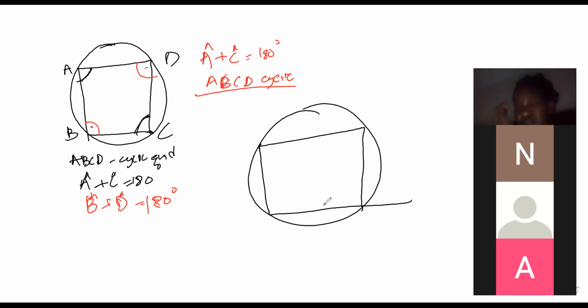Can you say that D and C are equal to 180 because they are co-interior angles? You can't say that because you don't know if these lines are parallel. If you knew that these lines are parallel, then you can say D plus C is 180, the co-interior angles.